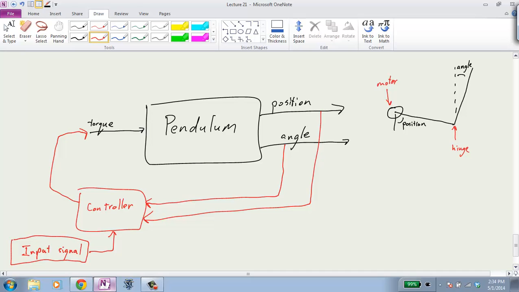And the idea will be that we want the pendulum, first of all, to stay vertical, very stable. And then we want the position to follow our input signal. So we should be able to say where it goes, and it should move over there. All right.